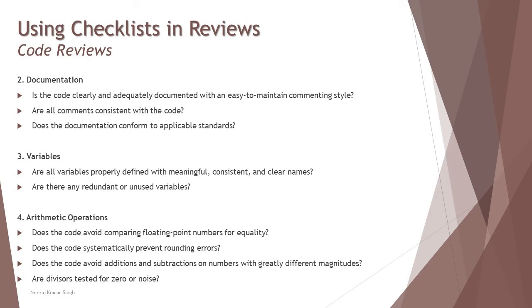Number 4 is arithmetic operations. Does the code avoid comparing floating point numbers for equality? Does the code systematically prevent rounding errors? Does the code avoid additions and subtractions on numbers with greatly different magnitudes? And are divisors tested for zero or noise?